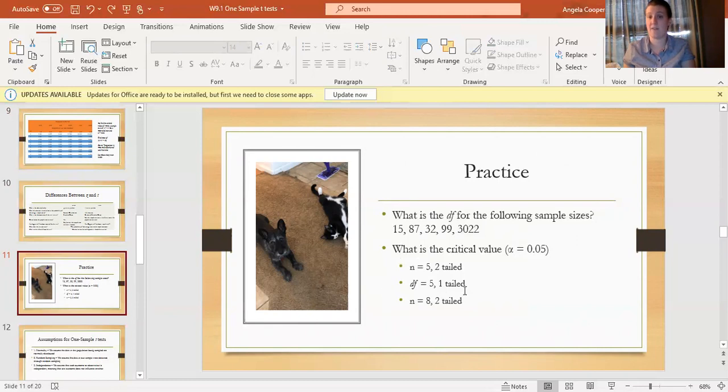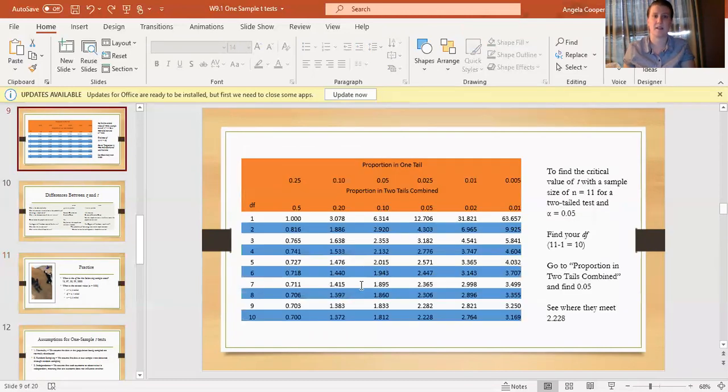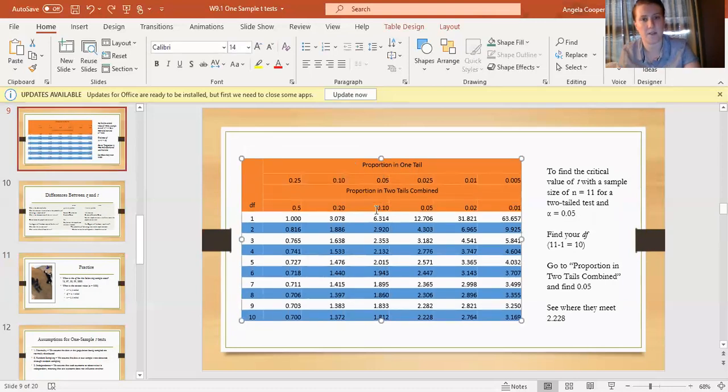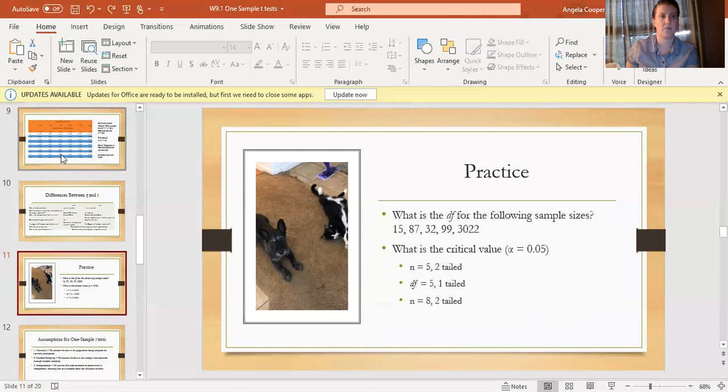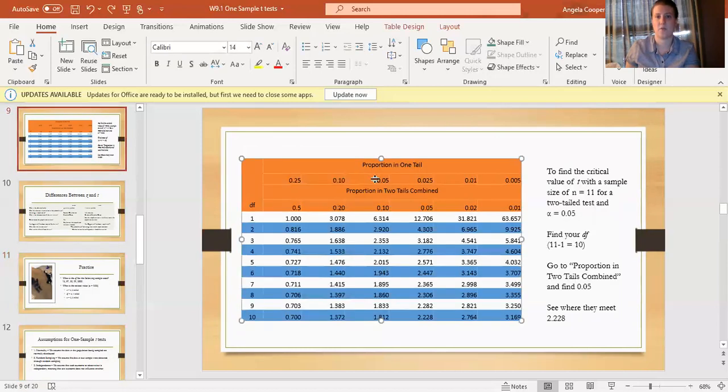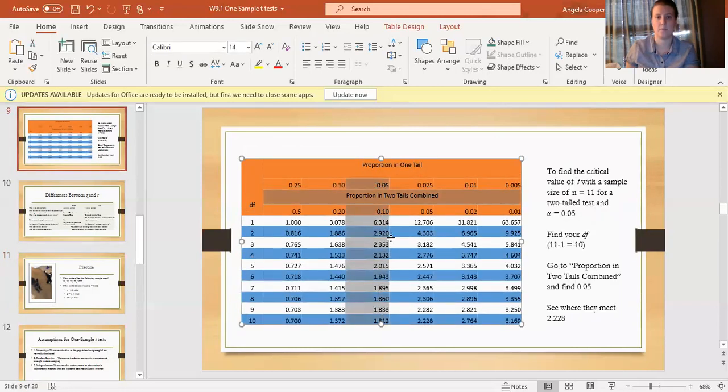Degrees of freedom of 5 for a one-tailed test with a significance of 0.05. Well, since it's one tail, we look up here. So this is going to be the column that we're looking at. And what was it again? Okay, degrees of freedom of 5. So we have this column, degrees of freedom of 5. The critical value for that second example is 2.015.